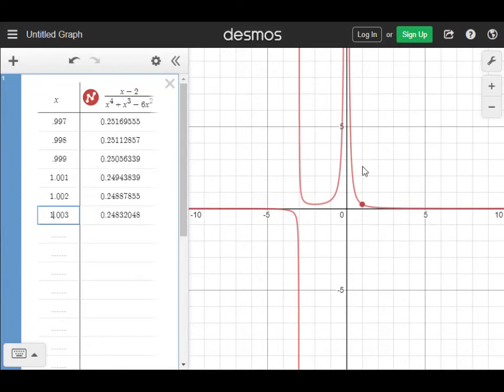All right, so that's our first day on limits. We're going to spend a lot of time on this. But I hope you guys understood this. I hope it makes sense. Try the assignment, and we'll go over it tomorrow.